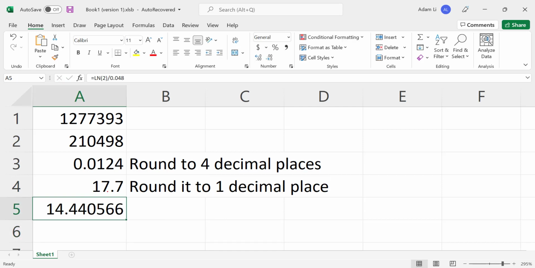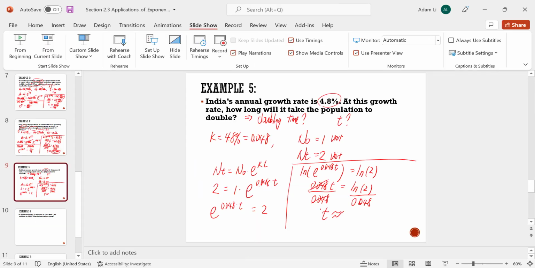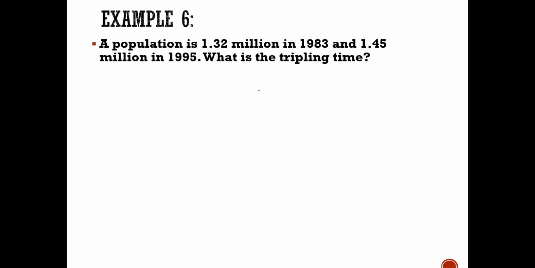It turned out to be 14.4 years. That's what it takes for India to double the population: 14.4 years. And this is a very typical doubling time problem. Now let's take a look at another example here.